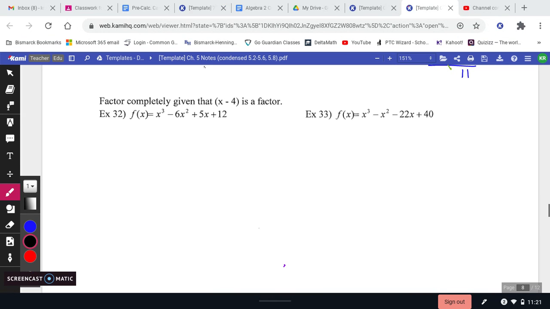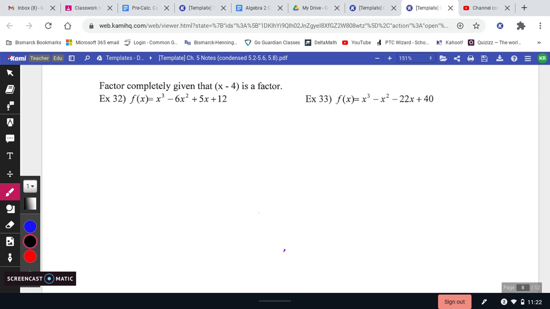Okay, so this is the second part of our recording for today, Tuesday, January 4th. I just want to go through using synthetic division and show how you can factor a polynomial.